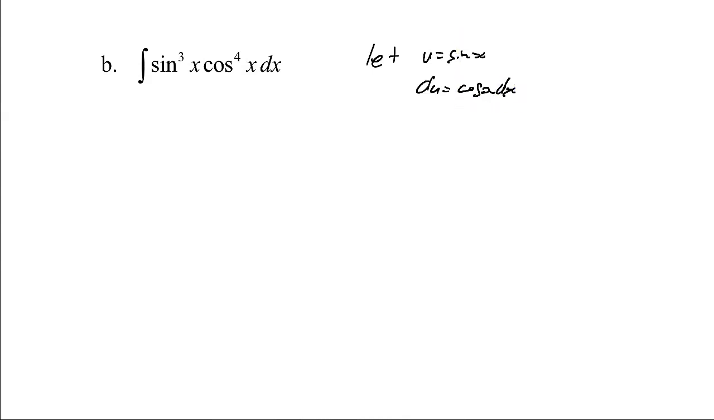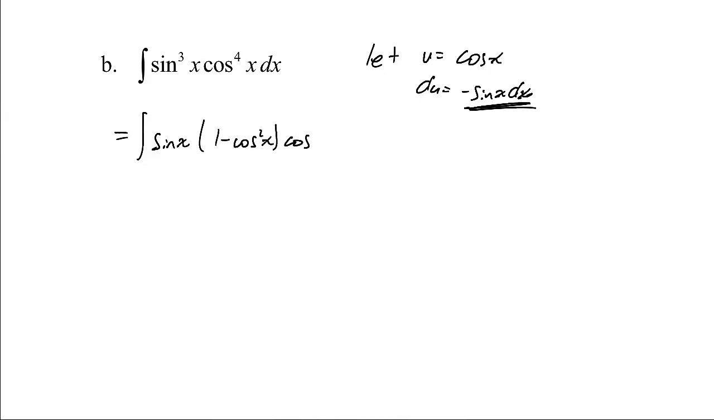So maybe if we think about changing our u to cosine, then du would be negative sine of x dx. So I just need to have one sine in my integrand. I can do that if I change one of the sine squareds. So I'm going to make this sine times 1 minus cosine squared times cosine to the fourth dx. And if I rewrite this, this is sine of x times cosine to the fourth minus cosine to the sixth dx.